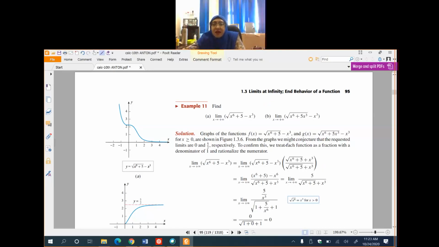Conjugate means it's the same expression but somehow you have a different sign. If here you have minus, then it will be plus. If here you have a plus, then it will be minus. So here since it has negative, this one will be positive. So you multiply with the same expression but different sign. It means that you have to multiply with the conjugate. So this is called conjugate.